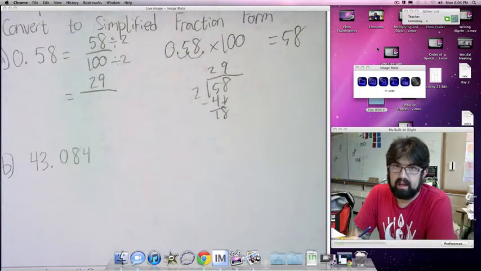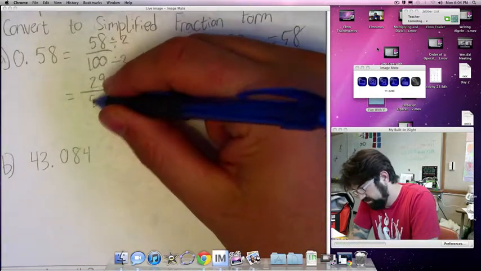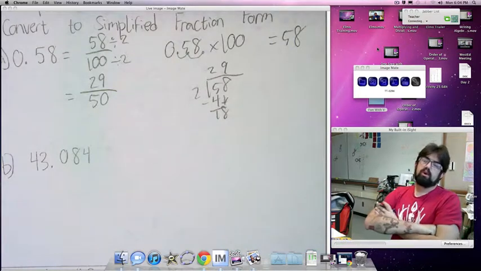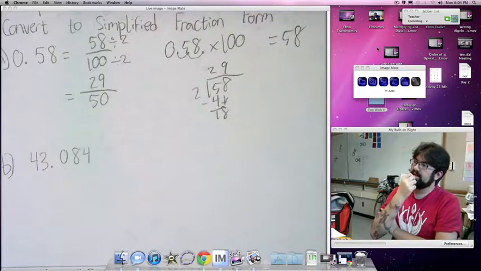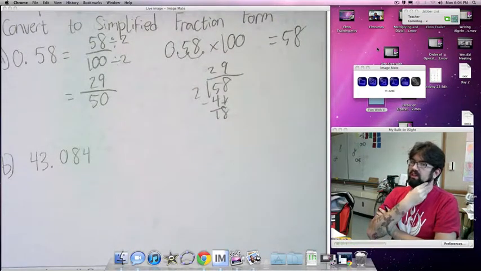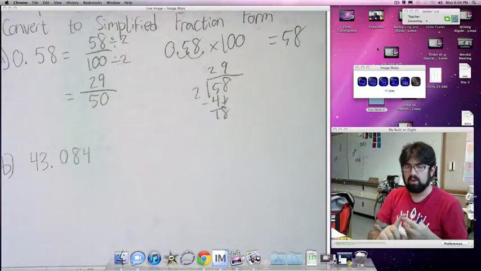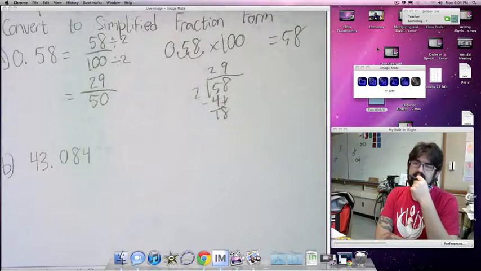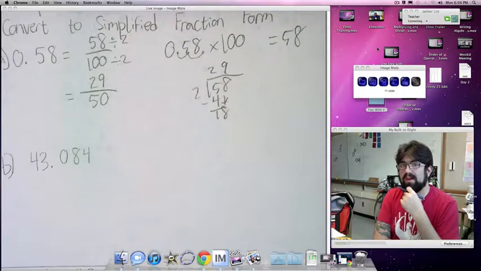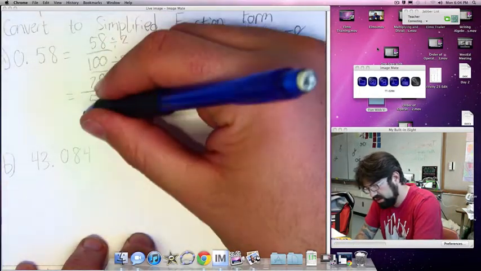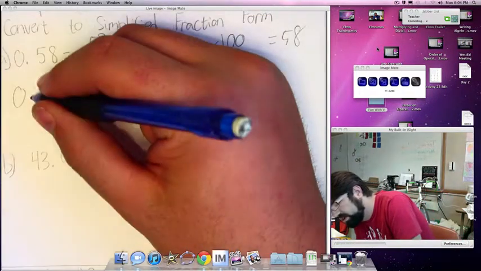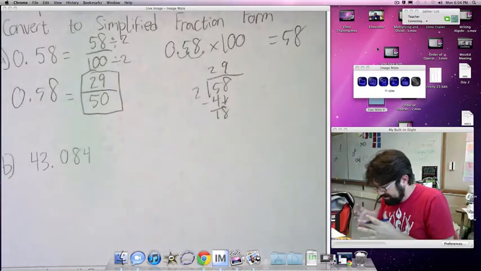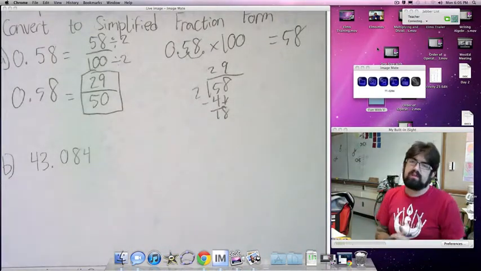Half of 100, I'm not doing that. It's 50. Okay. 50 can be divided by 2. Can't divide 29 by 2. 50 can be divided by 5. To divide by 5, you have to have a number that ends in 0 or 5. No, they can't do that. Looking at 29, 29 is actually prime. Can't simplify a prime number. So, this is actually the final answer. 29 over 50. We're done. These are the same number. 58 hundredths is the same as 29 over 50. The same number.